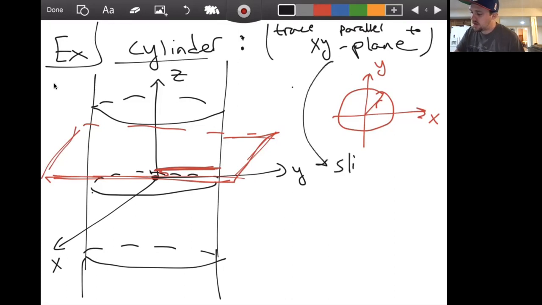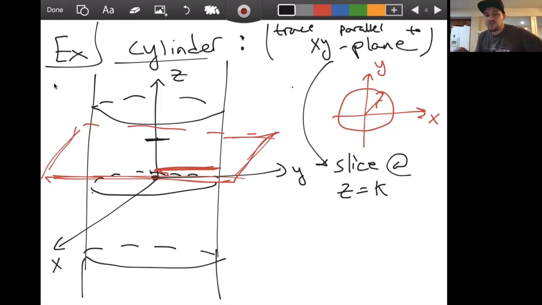I'm taking a slice at Z equals some constant, right? Say I'm marching up K units in the Z direction, and then I take my slice. That's a trace parallel to the XY plane. And the equation of the plane that I'm taking a slice is given by Z equals K, right?